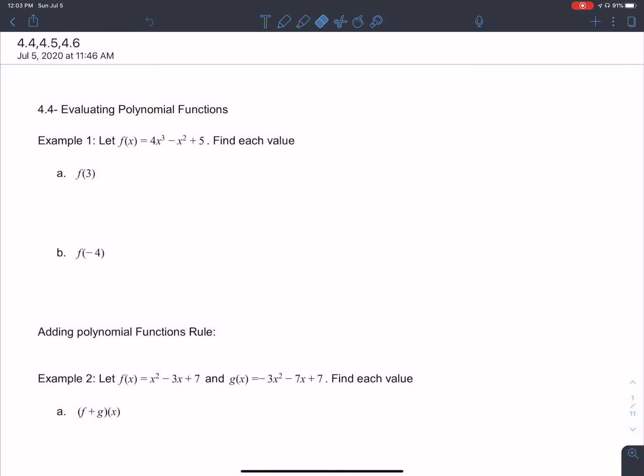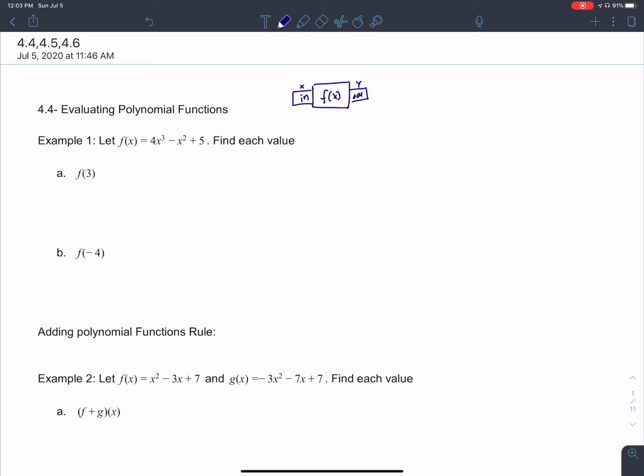All right, we're gonna talk about evaluating polynomial functions. We kind of talked about this earlier, but now we're gonna talk about it more formally. When we're evaluating functions, we talked about functions being like a machine. We have f of x, then we have our input, which is x, and then we have our output, which is y, right?